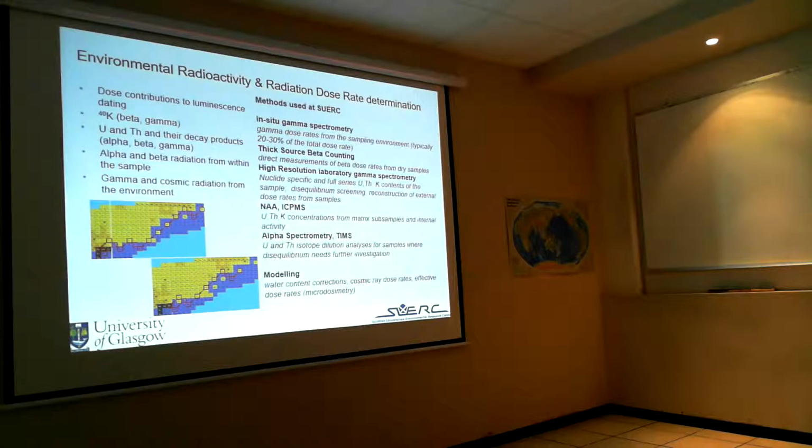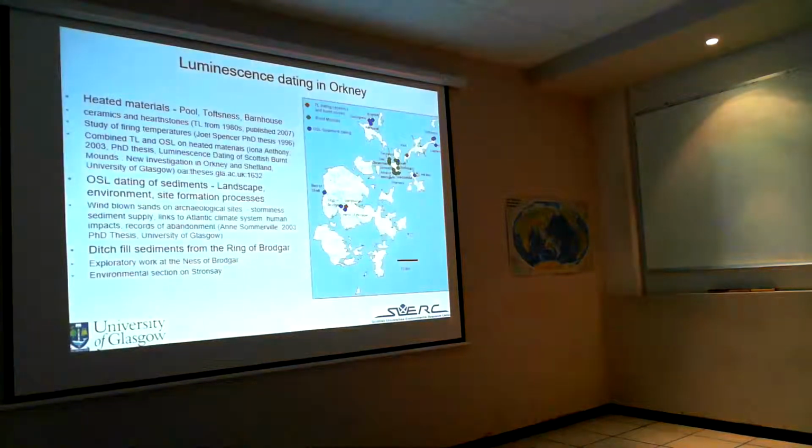Occasionally, we measure the concentrations of the parents using inductively coupled plasma spectrometry, or in the past, neutron activation analysis, and also very occasionally, where we suspect disequilibrium in the uranium decay series, we may use alpha spectrometry or mass spectrometry. And of course, these are just measurements of what's in the sample. In order to calculate the dose rates, we need to model the microdosimetry.